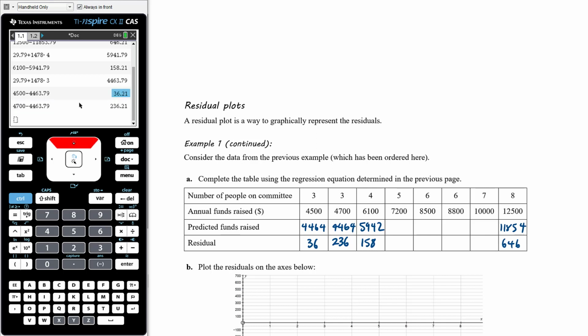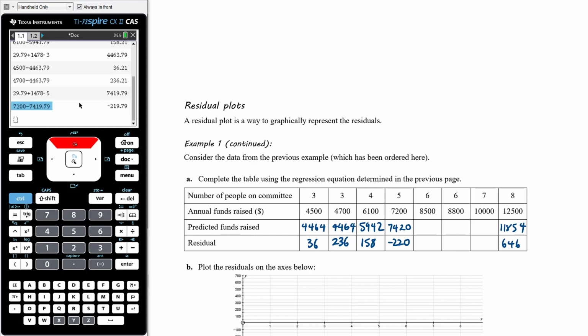Okay, again, let's make the prediction for a committee of 5 people, so changing the 3 to a 5, we get 7420 to the nearest dollar, and so the actual, which was 7,200 minus the predicted, is negative 220 to the nearest dollar. So we've got a negative residual there. That means that the line of best fit is making an over prediction. The actual value is below that prediction.